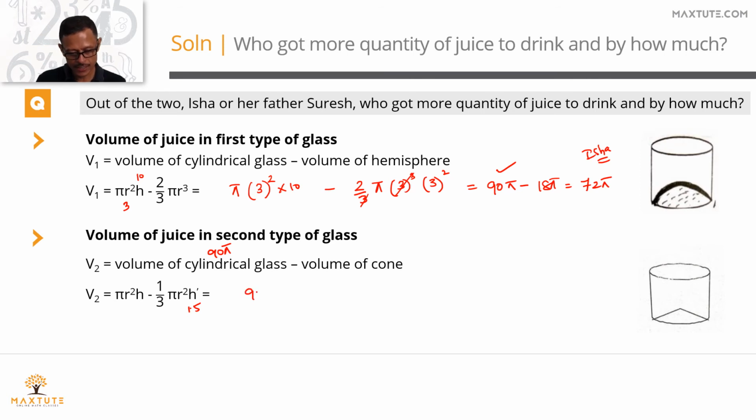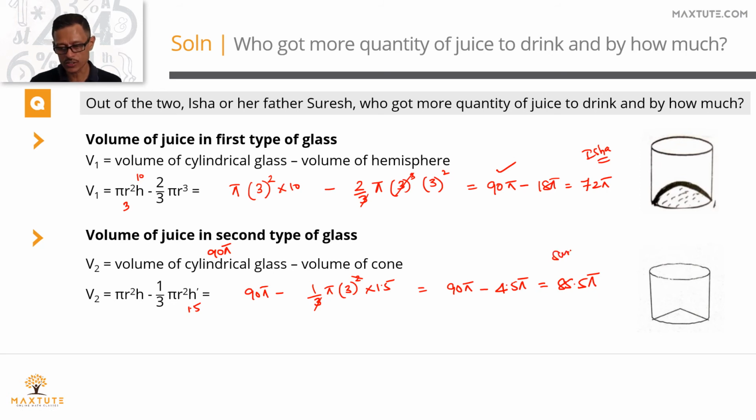So this portion, pi r squared h, is a 90 pi minus 1 by 3 pi into r squared is a 3 squared into height is 1.5. The 3 gets cancelled with the 3 square to leave us with the 3 in the numerator. 3 times 1.5 is 4.5. So the volume of juice in the second glass is 90 pi minus the conical volume, which is 4.5 pi. So that is equal to 85.5 pi. So this is what Suresh got. Who got more volume? Suresh has got more volume. How much more? The additional volume that Suresh got is 85.5 pi minus 72 pi, which is equal to 13.5 pi centimeter cube, because all these volumes are in centimeter cube.